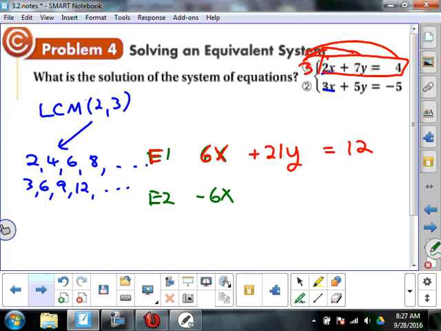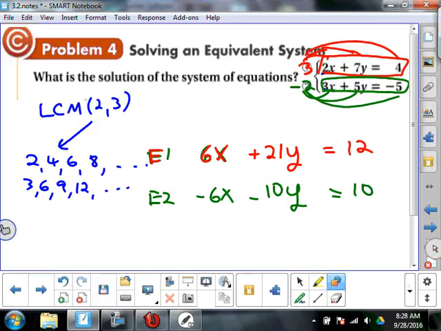What do I need to multiply the second equation by in order to have x have a coefficient of negative 6? Negative 2. So again, make sure we use the distributive property all the way through. So we have negative 6x, take away 10y. And be careful, what's that going to equal? 10. So now I'm looking at this. Remember, we said you can add, you can subtract. In this case, we're just going to add those equations, right down the columns.